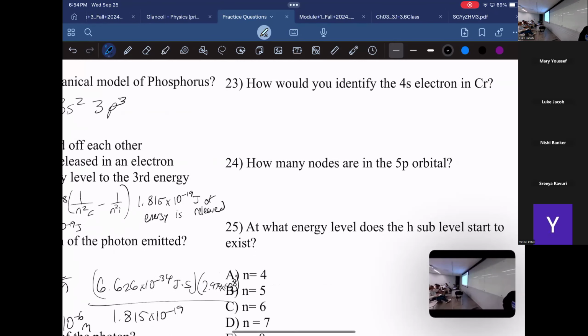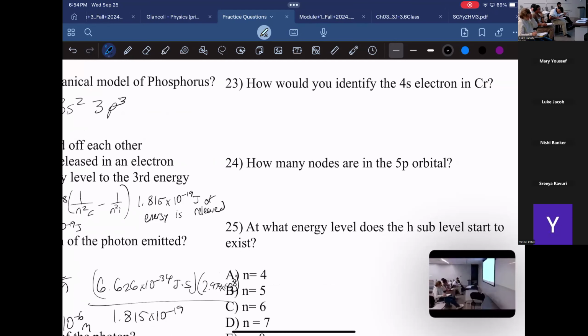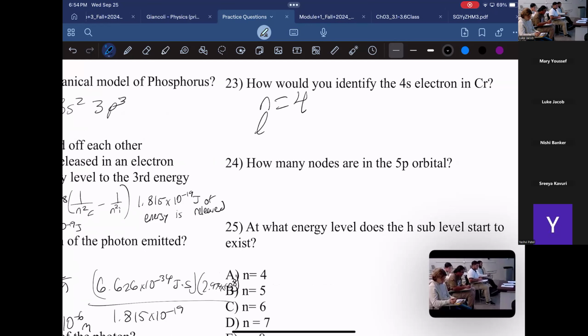Okay. 23, how would you identify the 4s electron in chromium? And I meant to say in quantum numbers. That's my fault, I should have put that in. It's 4, 0, 0, 1/2. L equals 0, ML equals 0, and then MS equals plus 1/2, because there's only 1 electron in the 4s.